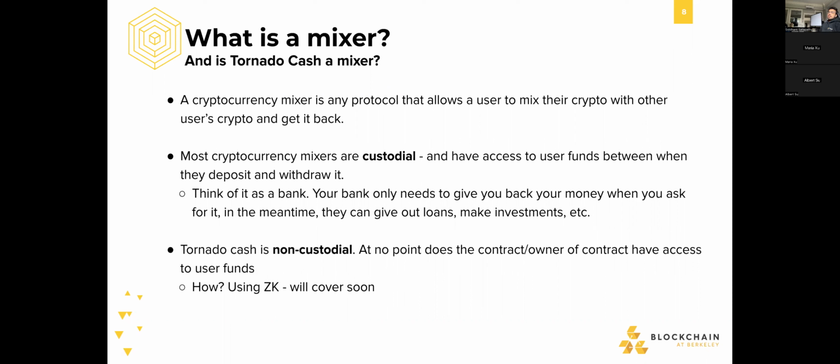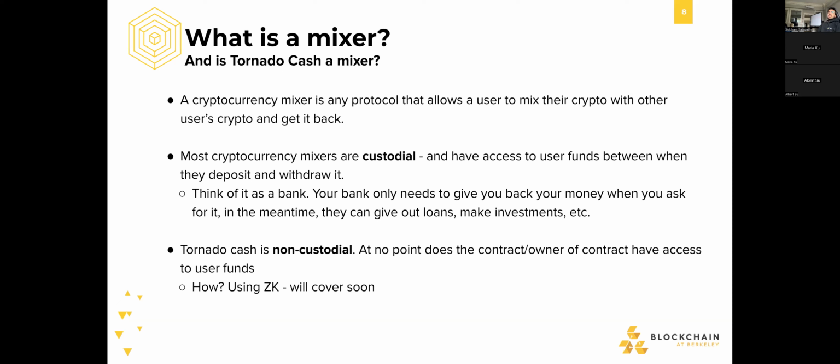However, most cryptocurrency mixers, like those pre-Tornado Cash, were custodial. If you've heard of Blender.io, that is a custodial cryptocurrency mixer. What that means is that they have access to your funds in the meantime. The Web2 analog would be a bank, right? The only guarantee that your bank gives you is that when you ask for your money, they'll give it back to you. In the meantime, they can do whatever they like. They can give it out as loans, they can make investments. The bank can choose to use the money that you deposited any way they like, right?